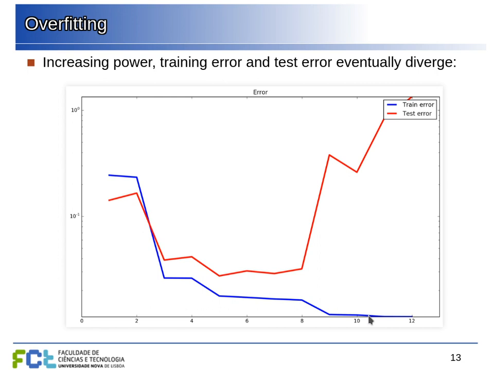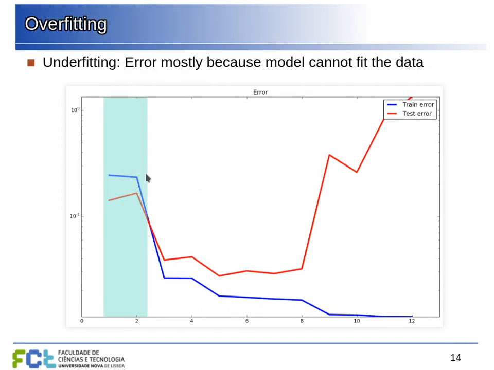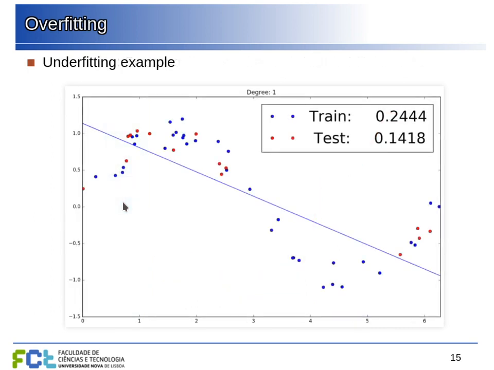When we look at the test error, here at the beginning, we also have a high test error. So both training and test errors are high. This is called underfitting because the model cannot properly fit the data. So we are making errors both on the training set and on the test set. This would be an example of underfitting. We try to fit this curved shape distribution of points with a straight line, and we have a high error both on the training set and the test set.